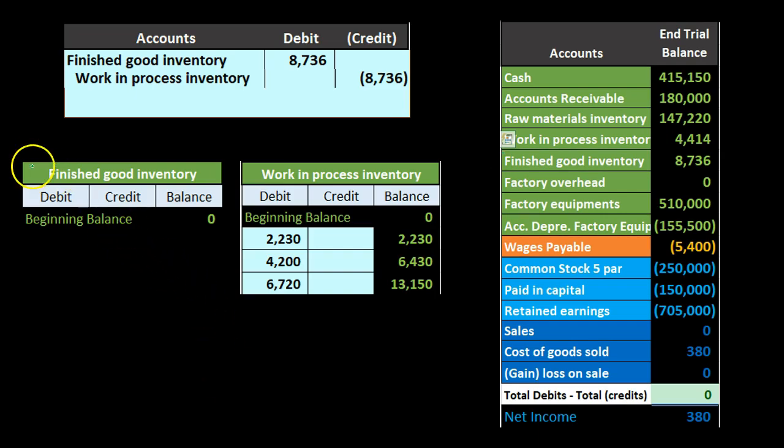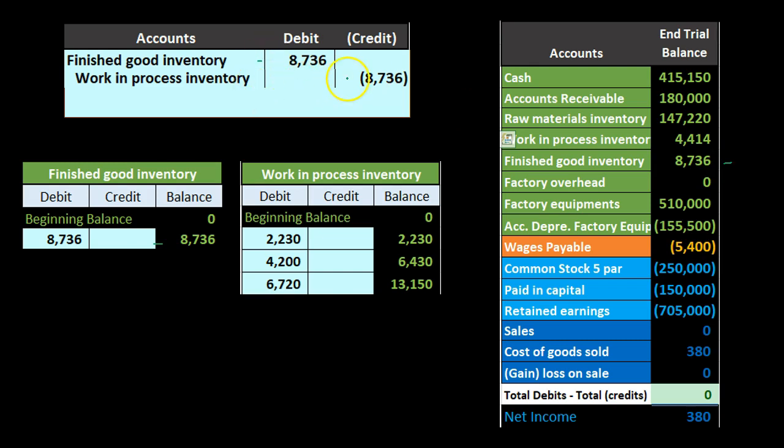So we're going to post this now to the general ledger. So here's our finished goods. We're going to post this out. It's going to go from 0 up by 8,736 to 8,736. That then is found here in our trial balance. So here's our ending trial balance so far.